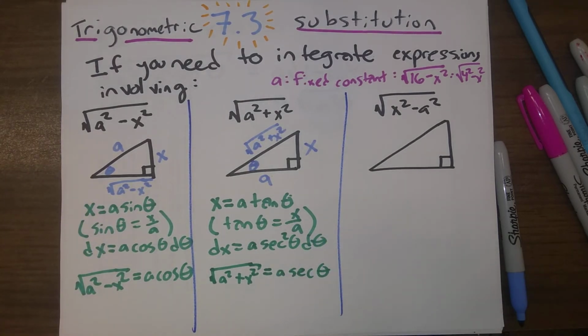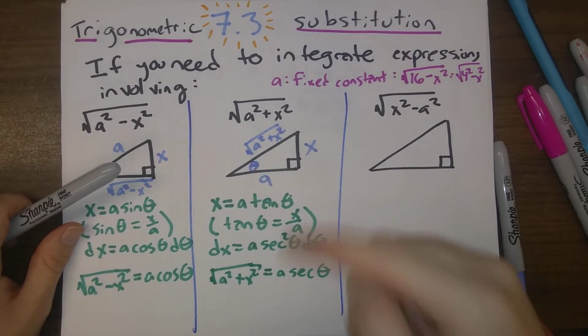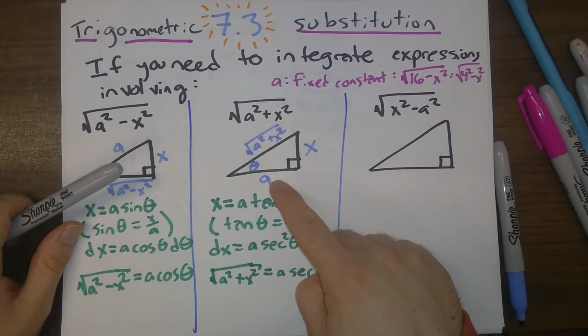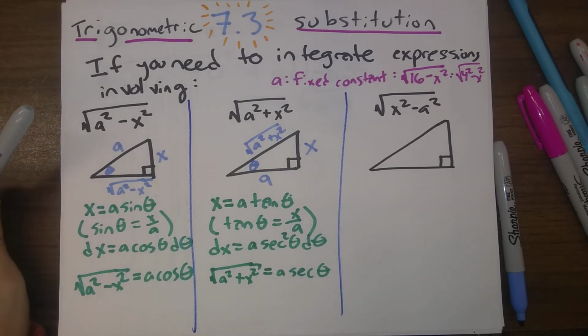So the way to see that is secant theta is 1 over cosine theta. So 1 over cosine theta would be the square root of a squared plus x squared divided by a. Multiplying by a produces this desired relation.